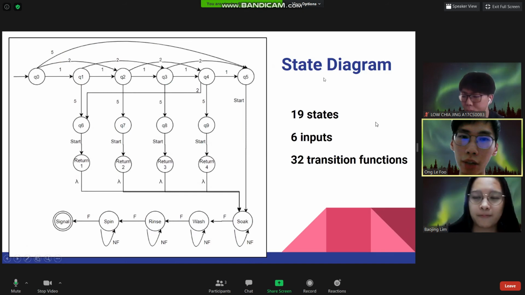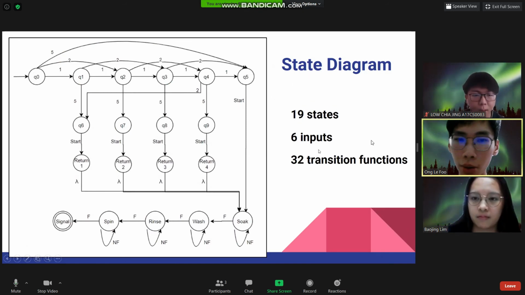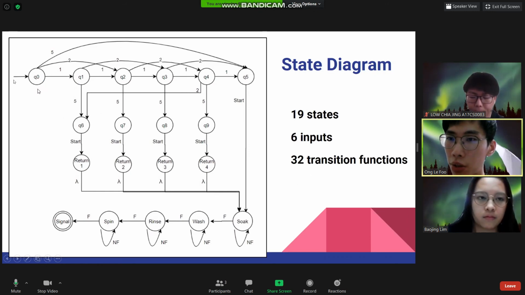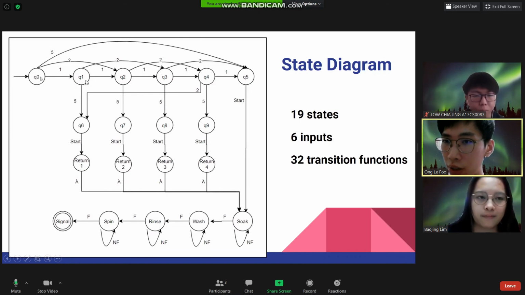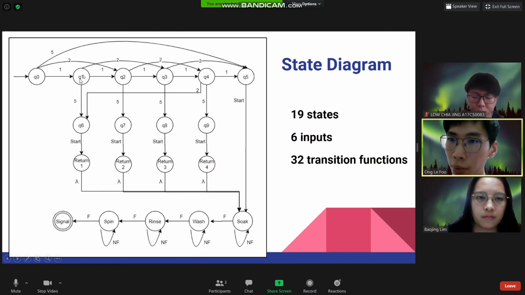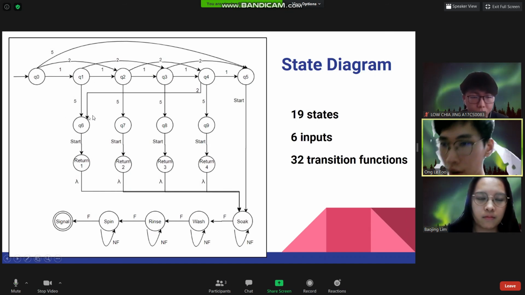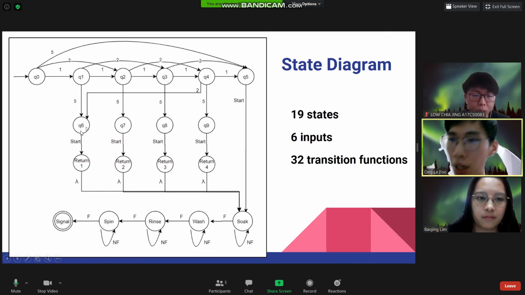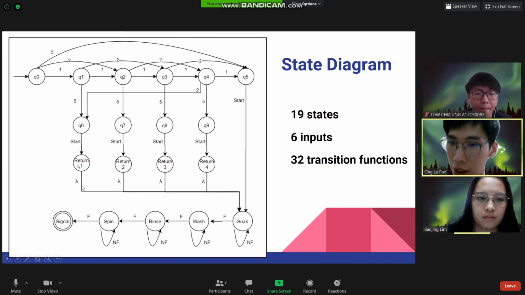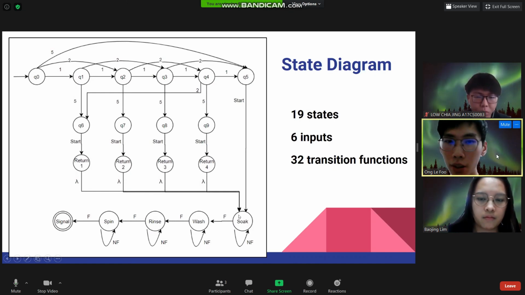So this is the state diagram, and the total has 19 states and 6 inputs. There are a total of 32 transition functions. So right now, let's say we're starting from Q0, and then we insert 1 ringgit, which goes to Q1, and after that, we insert 5 ringgit. So it exceeds the amount, which now becomes 6 ringgit. After you press start on 6 ringgit, it will return 1 ringgit change back to the customer, and then it will automatically start the washing machine. Okay, next.